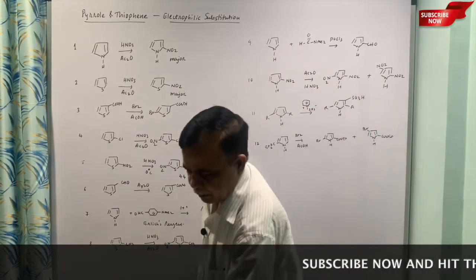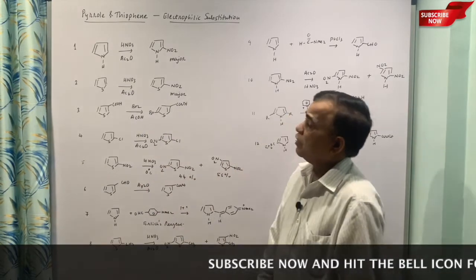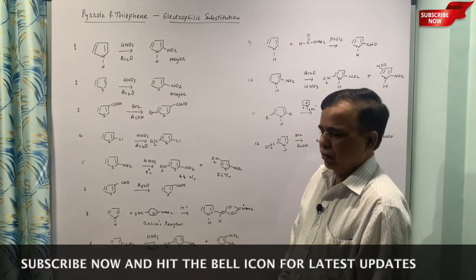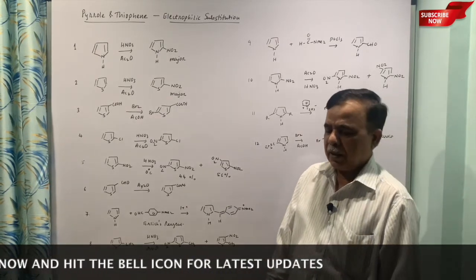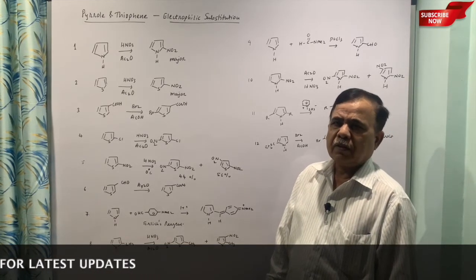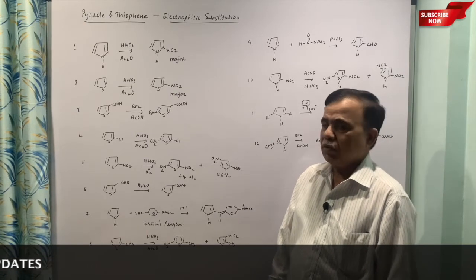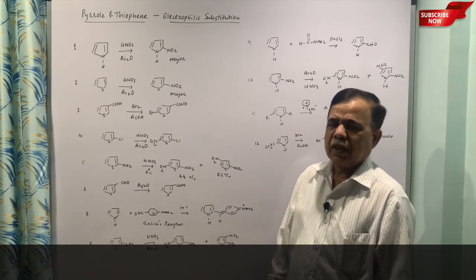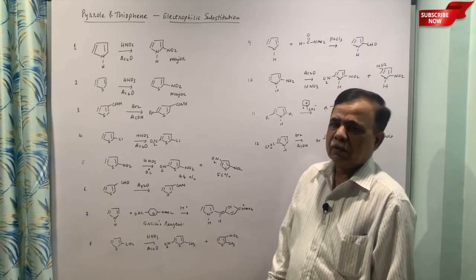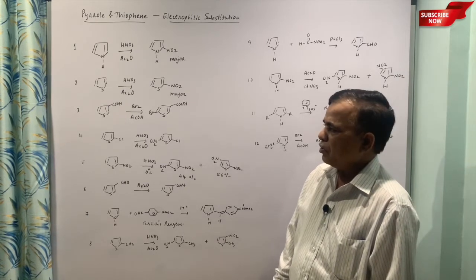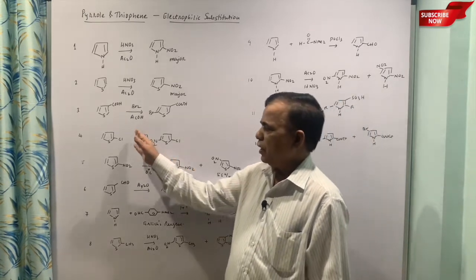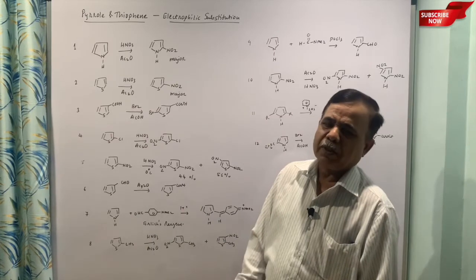Today we are going to look at electrophilic substitution reactions on pyrrole and thiophene. We have seen that in 5-membered heterocyclic systems, the preferred substitution occurs at carbon number 2 or 5. If 2 is blocked, 5 is available. If 2 and 5 are blocked, then it will go to either 3 or 4. So depending upon substitution, the orientation of the incoming electrophile will be governed by the substituent which is already present on the 5-membered ring.